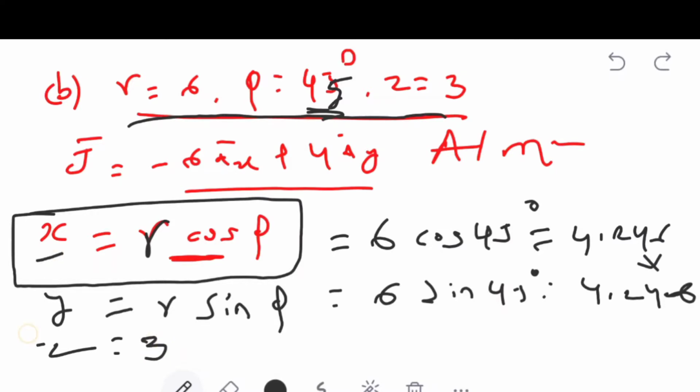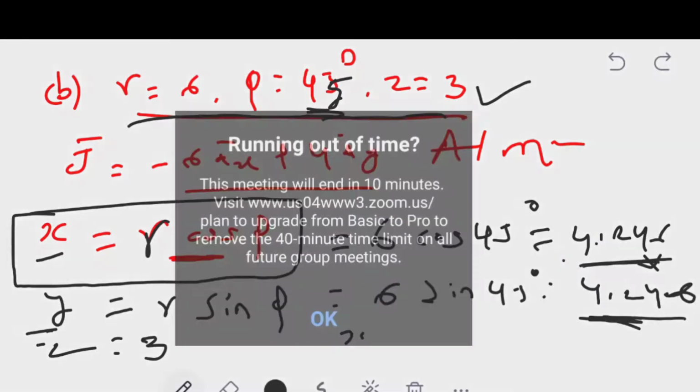Therefore we can substitute these equations. X equal to 4.2426, y equal to 4.2426, z equal to 3. Similarly to what we did previously, the same we can substitute in place of x, in place of y, in place of z.